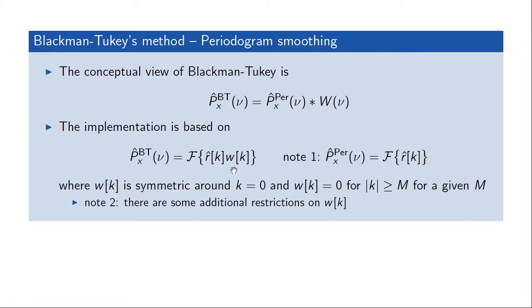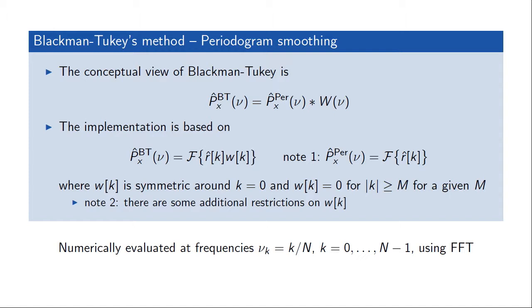So in order to get this to work, w of k needs to satisfy some properties. So typically you would want this to be symmetric so that W of nu here is a purely real valued function. It also makes sense to make this windowing function identically equal to 0 for large time lags, so time lags above some capital M. And this would be equivalent to throwing away the most unreliable estimates of the autocorrelation function. And there are also some other restrictions having to do with the fact that you want this function to be purely positive so that the estimator never produces a negative power estimate for any particular frequency.